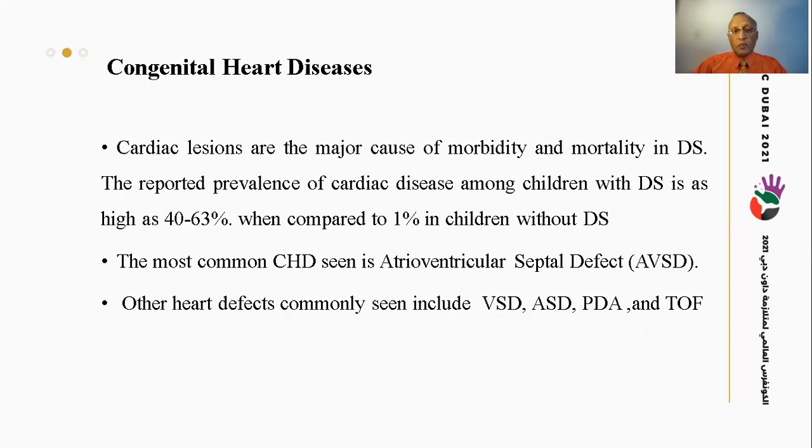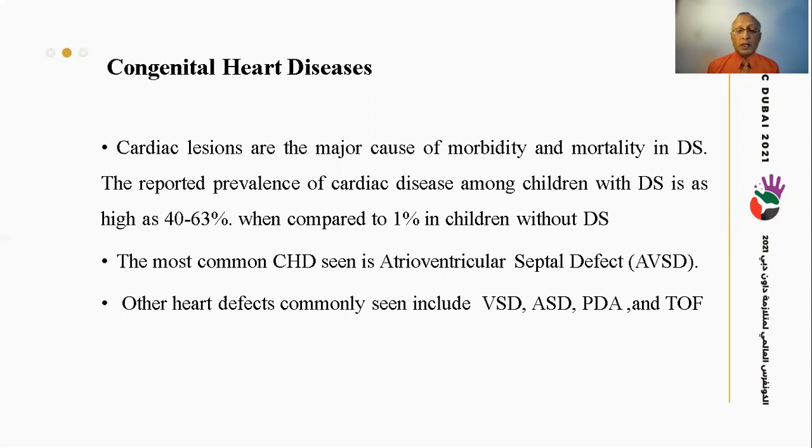Down syndrome. Now, coming to congenital heart disease, cardiac lesions are the major cause of morbidity and mortality in Down syndrome. The reported prevalence of cardiac disease among children with Down syndrome is between 40 to 63% when compared to just 1% in children without Down syndrome. So if you check 100 children without Down syndrome, you have only 1% with cardiac disease, but in somebody with Down syndrome, it's 40 to 63% from various studies.